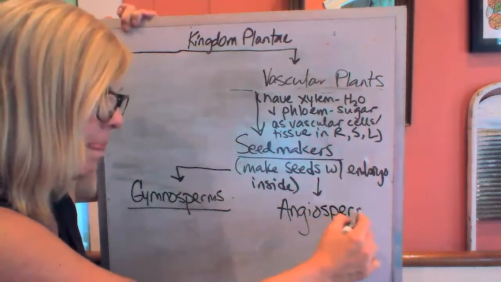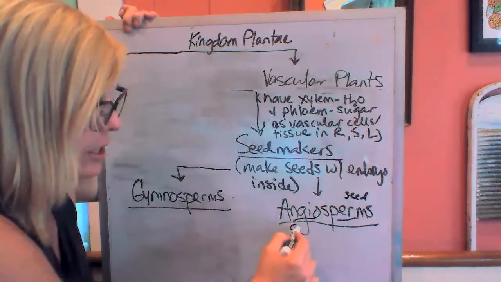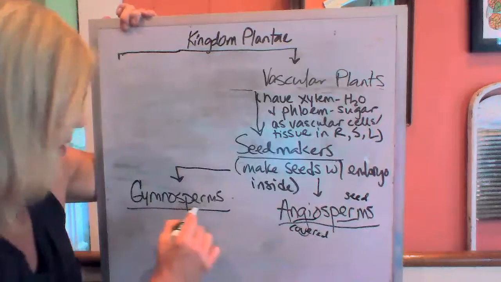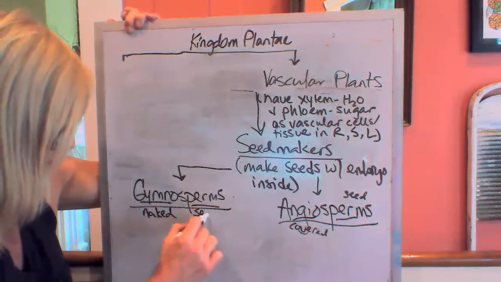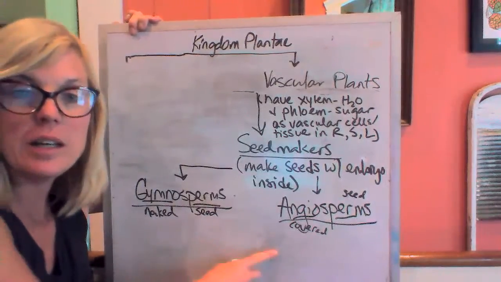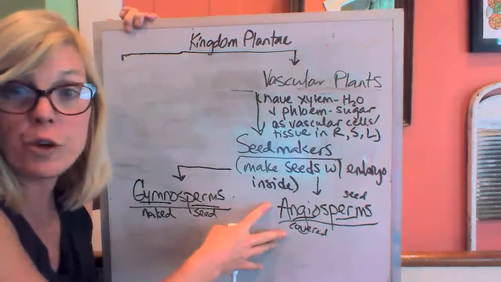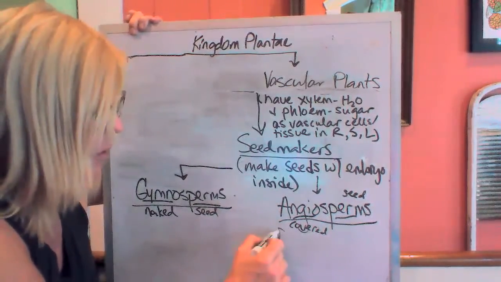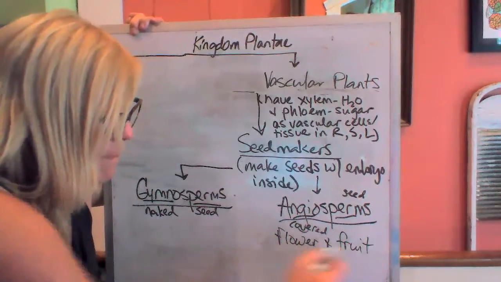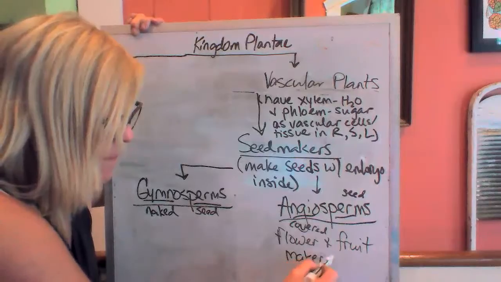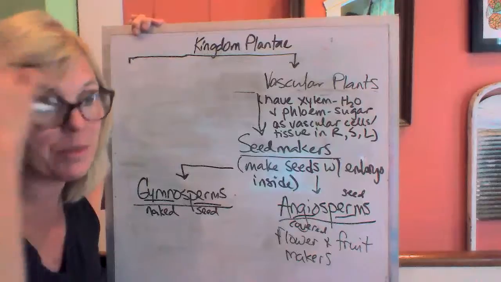Sperm means seed, angio means covered, gymno means naked. So naked seed plant, covered seed plant. Well, what that really means is that the seeds that these produce are found in a fruit. So these are our flower and fruit makers. And the fruits do not have to be edible. So just because it's a fruit, it doesn't mean that it's something that you can consume.